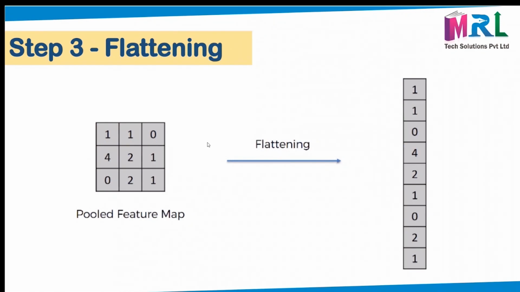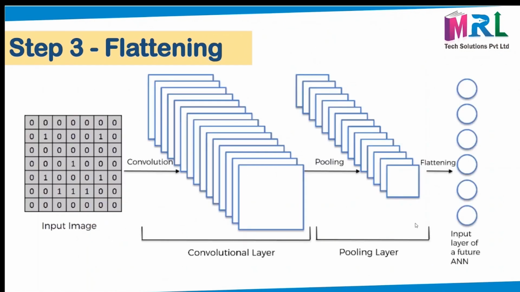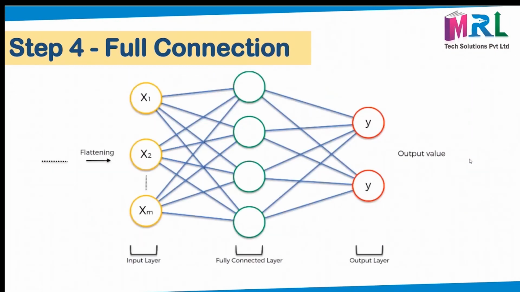What this flattening is doing is, the huge information, whether 7x7 or 8x8 or 16x16, whatever it is, has been reduced to this size. Now you can see these rows are converted into a column: 1 1 0 4 2 1 0 2 1. That is the flattening. After this flattening, you can see these are the nodes. We are applying that to the neural network. That's a convolutional neural network.